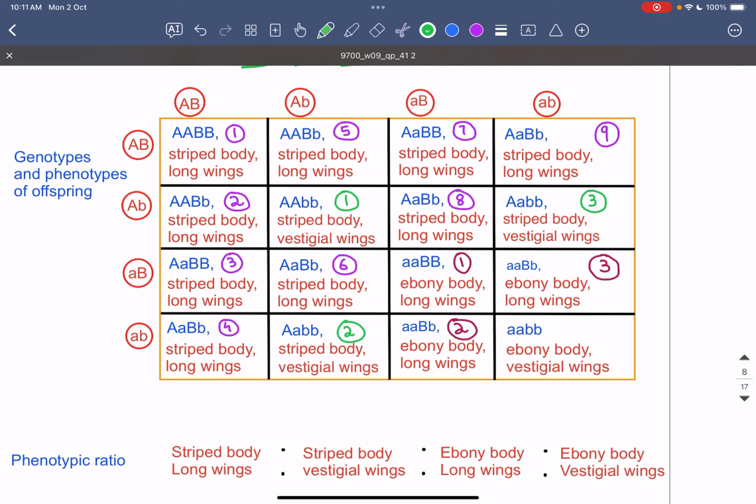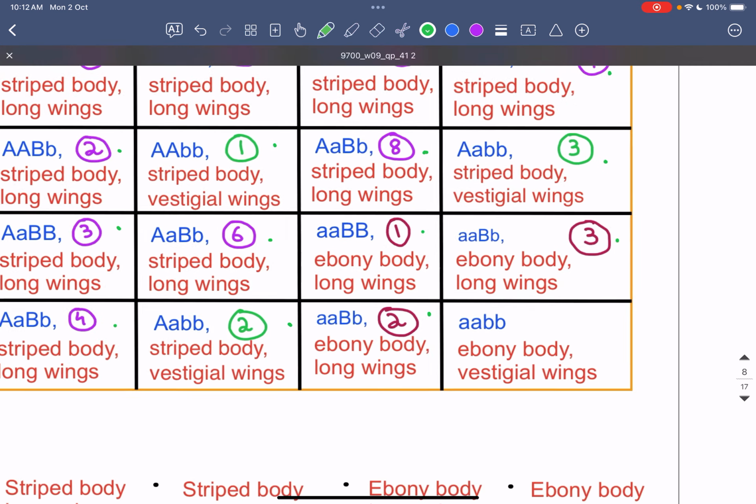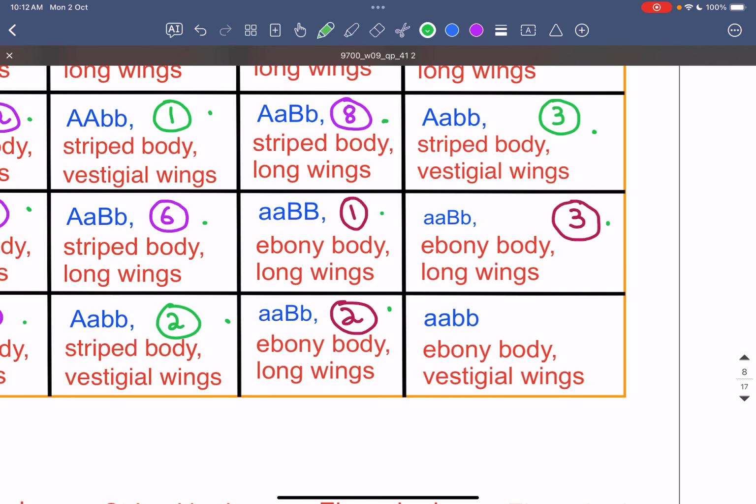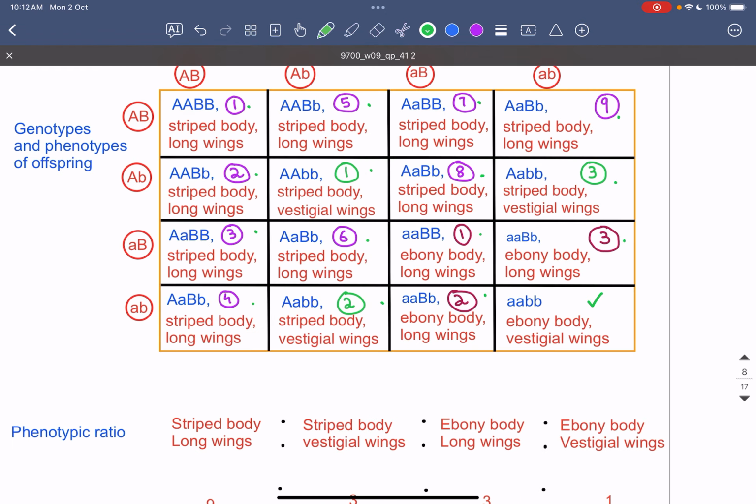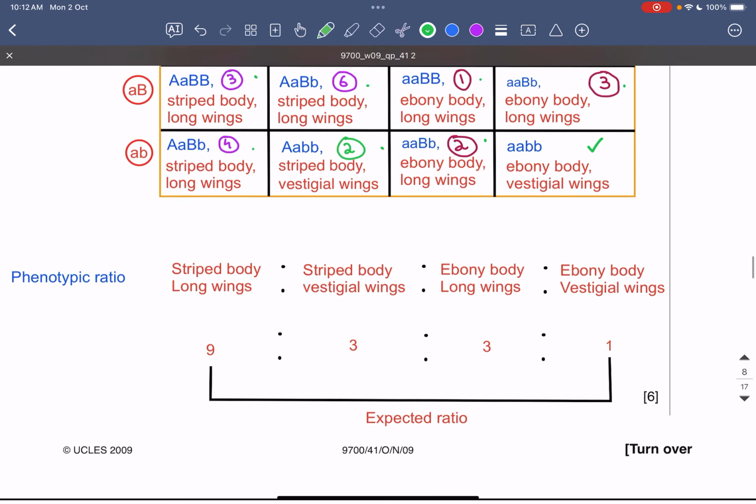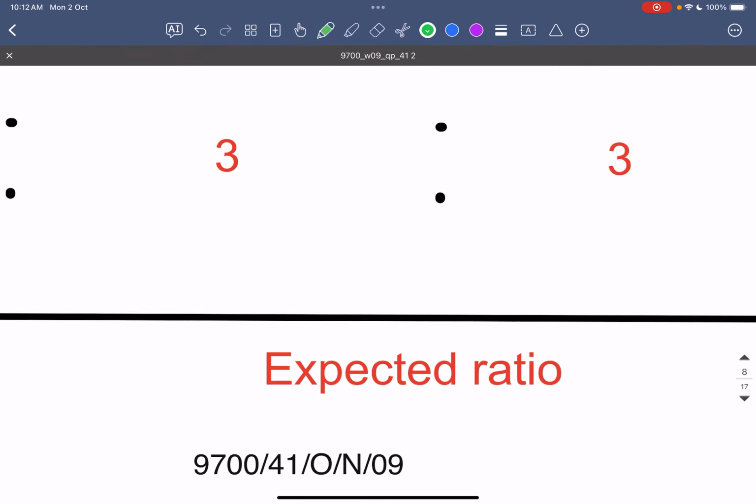So striped body and long wings, we have 1, 2, 3, 4, 5, 6, 7, 8, 9. Striped body vestigial wings are 1, 2, and 3. Ebony body and long wings are 1, 2, and 3, and ebony body and vestigial wings are only 1. So the phenotypic ratio is 9:3:3:1, and this is the expected ratio.